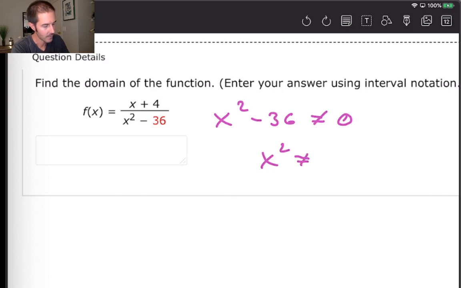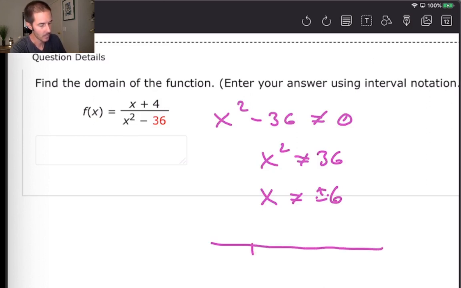If we add 36 to both sides, and then we take the square root of both sides, I'm going to tell you that the square root of 36 is not just 6, but it's plus or minus 6. X cannot equal plus or minus 6. So on the number line, with negative 6 here and positive 6 here, it can be any of these x values. It can't be negative 6, could be anything between them, or anything greater than positive 6.